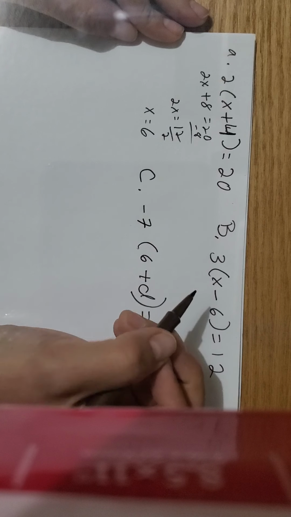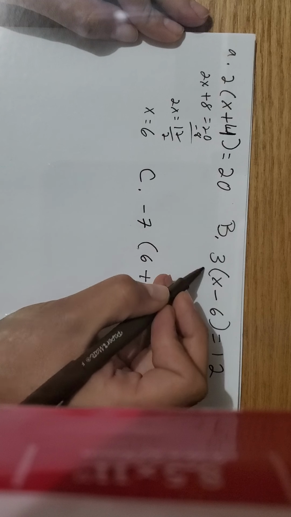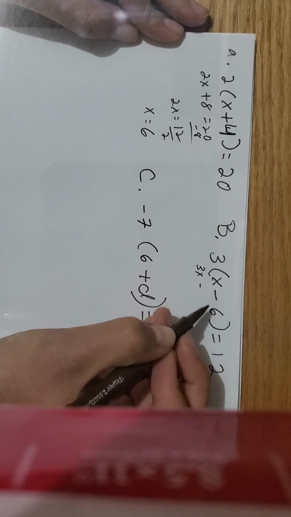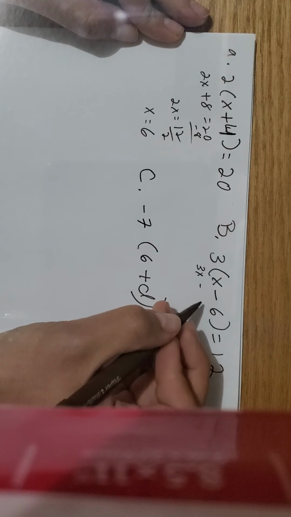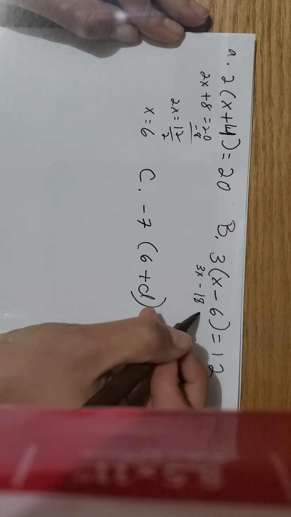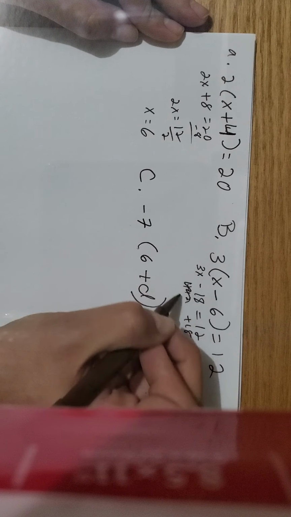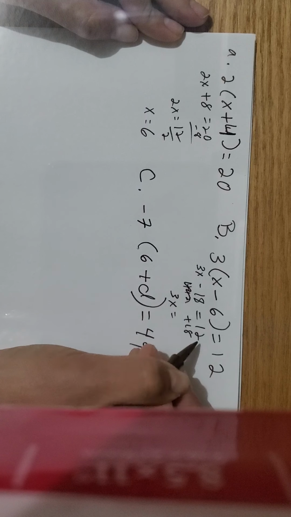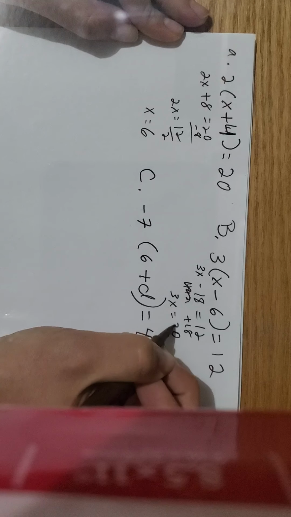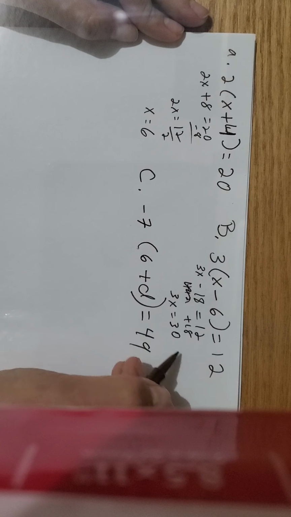Okay? Now for B, you would have distributed 3 into both of them, so giving you 3x minus 3 times 6, which is 18, equals 12. And it's subtraction, so now it will be addition of 18, giving you 3x equals 30. Okay, and then you would have divided by 3, giving you x equals 10.